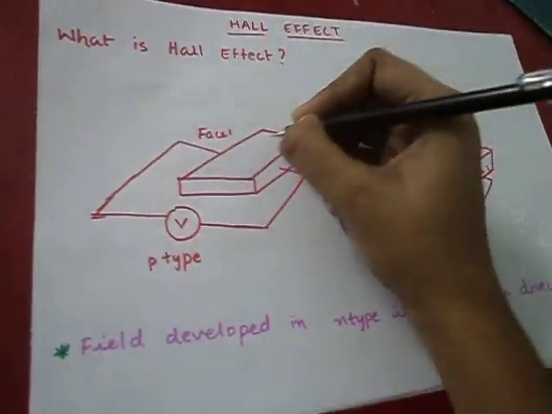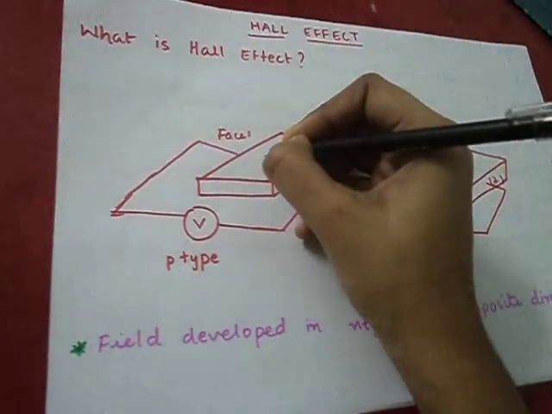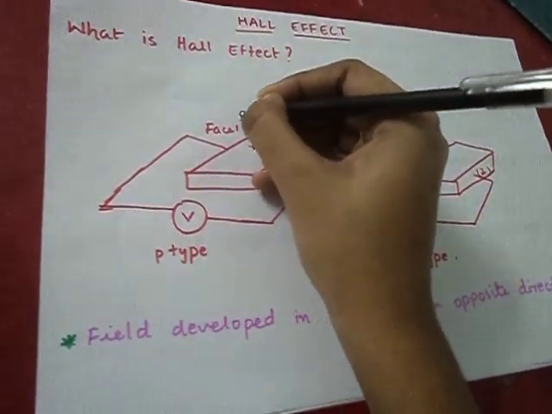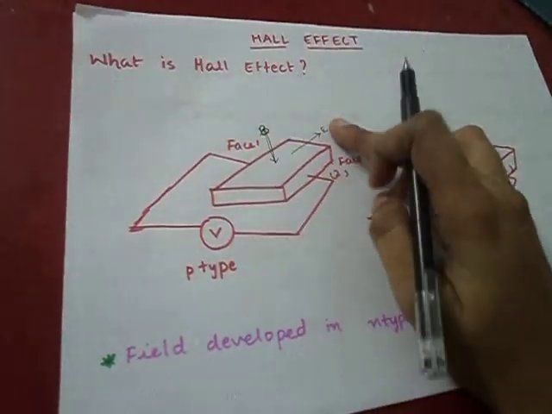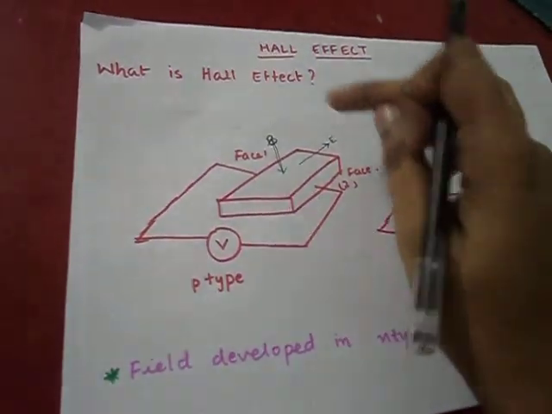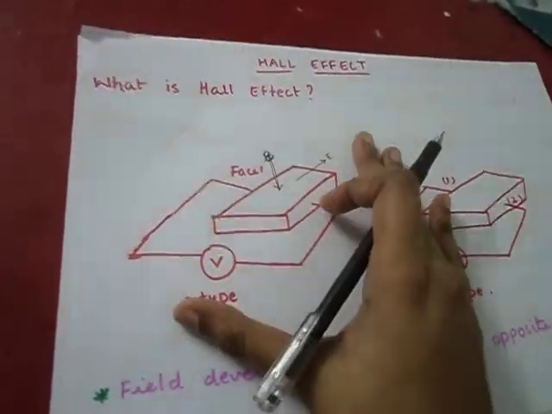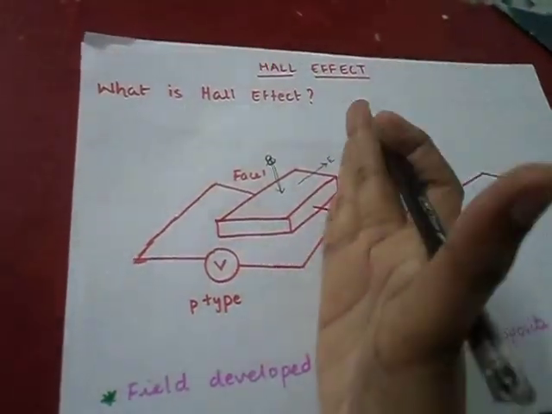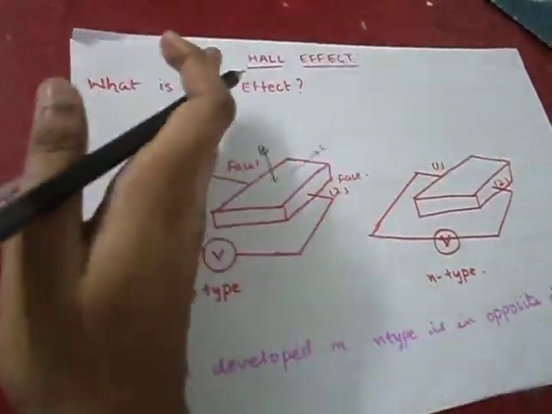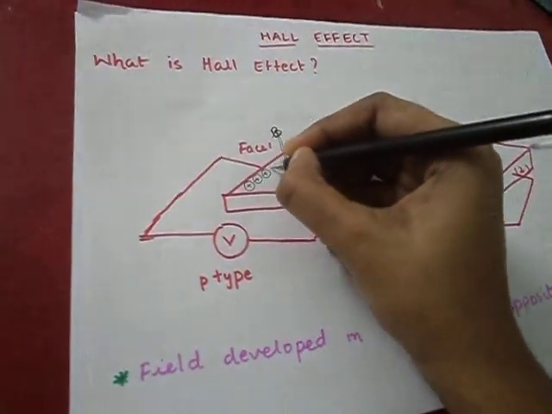And so when an electric field is applied in this direction, and a magnetic field is applied perpendicular to the electric field, a field is generated, due to which the holes migrate from the right side to the left side of the slab. So they get accumulated, they move from right to left.